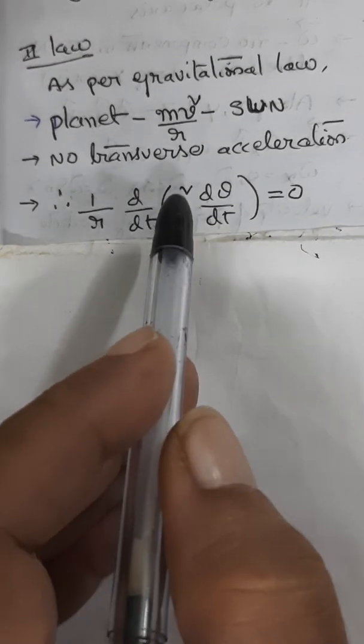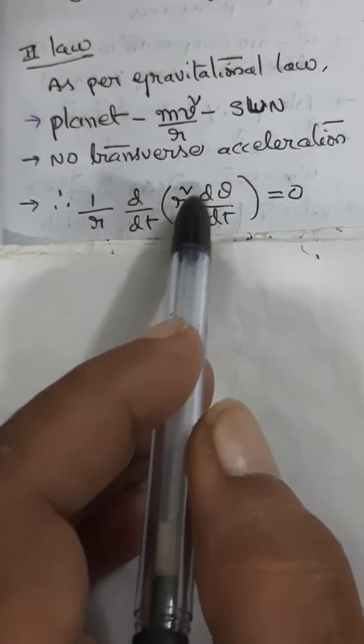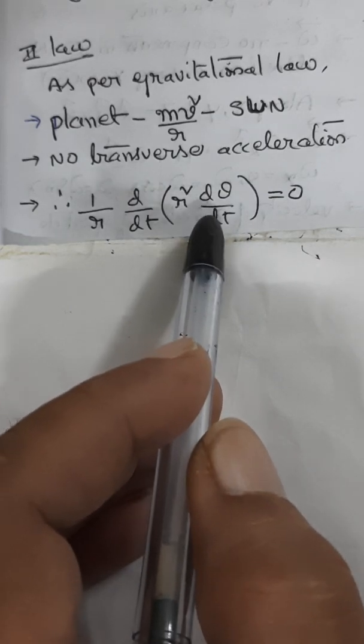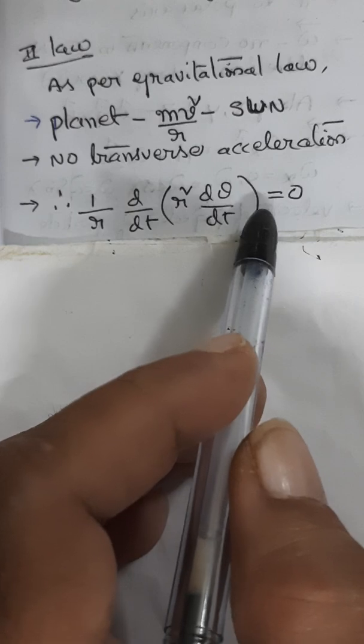Now, according to Newton's law of gravitation, the planet experiences a centripetal acceleration toward the center of the sun because of the force of gravitational attraction between the two. Therefore, it is not supposed to have any transverse acceleration at all. Hence, we can say (1/r) d/dt of (r² dθ/dt) equals 0. This means r² dθ/dt is a constant. You can call that constant h.